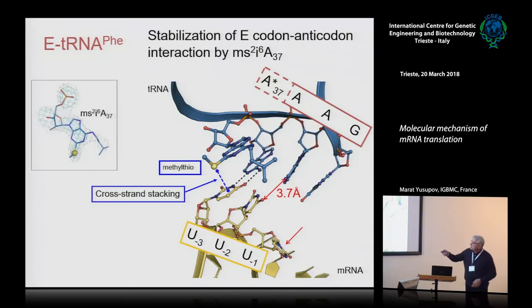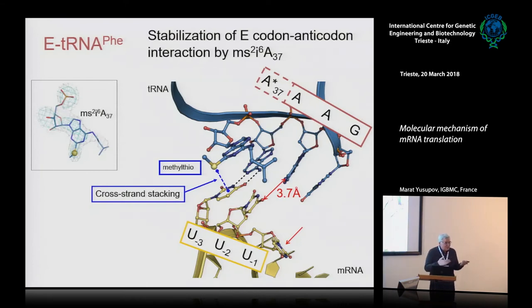You can see the type of interaction here in the E site. We can easily see only one real pair between the E tRNA and the codon. The second pair practically doesn't exist because this distance is too high, 3.7 angstrom, and the third one doesn't exist. We even have a flipped-out nucleotide of the messenger RNA. So it means that we have codon-anticodon interaction, but very weak.